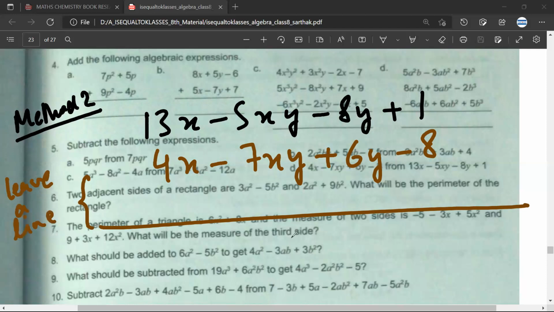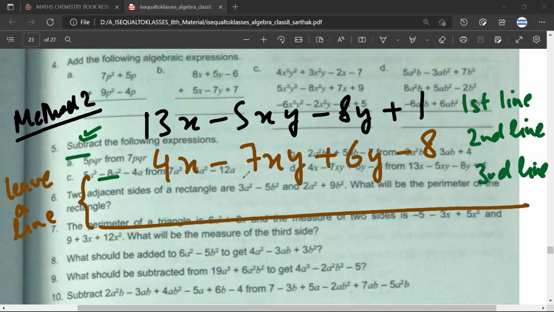Yes, sir. Then because this is subtraction, you need to subtract. So you'll write a minus here. Have you understood? Yes, sir. And then you will change the sign of each and every term in the second line. So this is the first line. This is the second line. This is the third line, which is empty. Now see what I am doing. This is a positive 4x. This will become minus. This is minus. This will become plus. This is plus. This will become minus, and this is minus, and this will become plus. Sarthak, have you understood? Yes, sir.